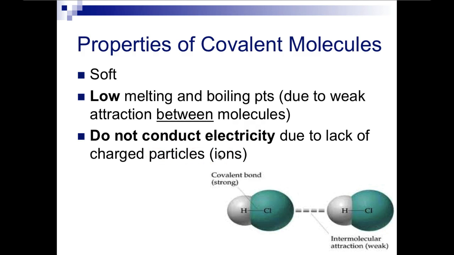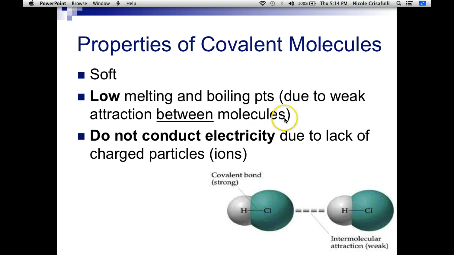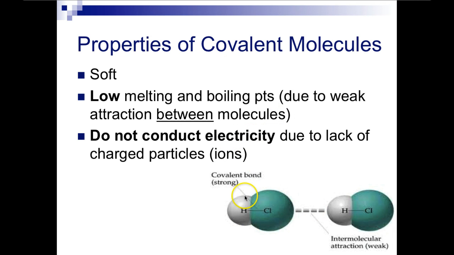Remember, covalent molecules share their electrons, so neither atom in the covalent molecule is an ion, because it's not between a metal and a nonmetal. Remember, covalent compounds are between two nonmetals. So here we have this intermolecular attraction between these molecules is weak, and that's why we have low melting and low boiling points.